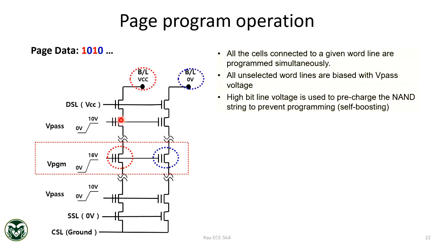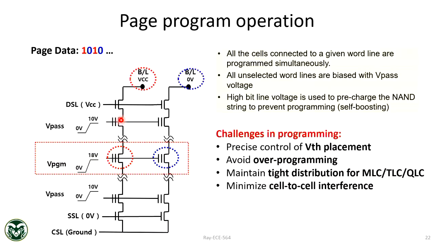Now, all this biasing condition is important, but more important is what the challenges during programming are. The first challenge is precise control of the VT placement. Yes, I want to program this, but I want to program it with 5 electrons. If instead of 5 electrons, 6 go in, in many cases data is corrupted. If it is QLC, for example, I don't have much margin. How do I ensure that VT placement is precise?